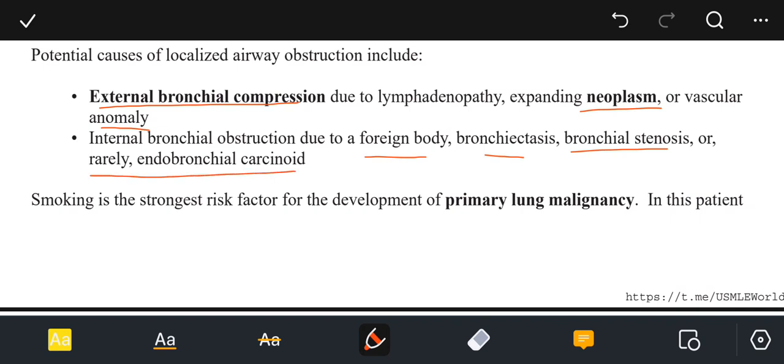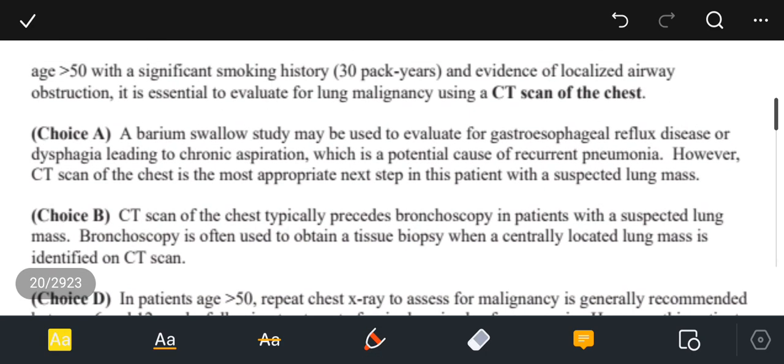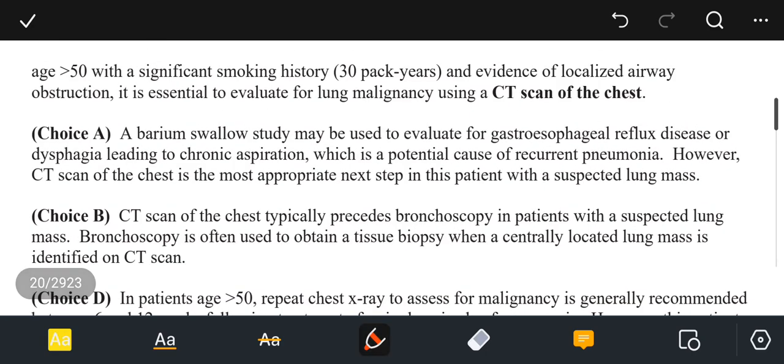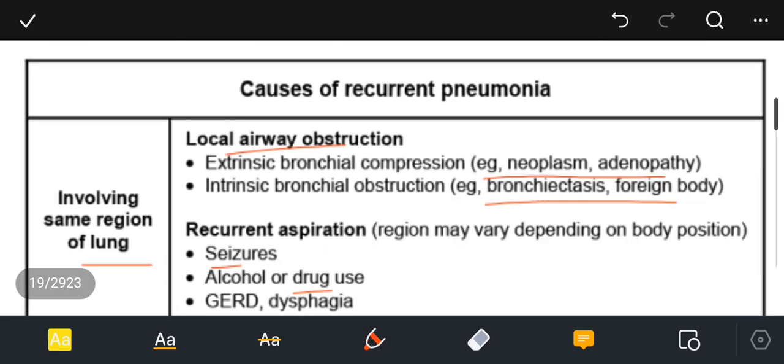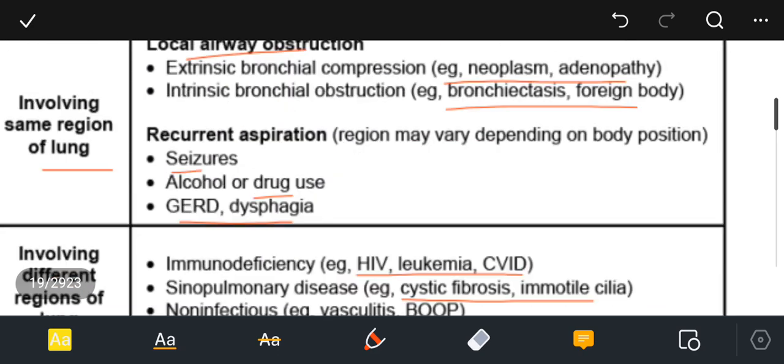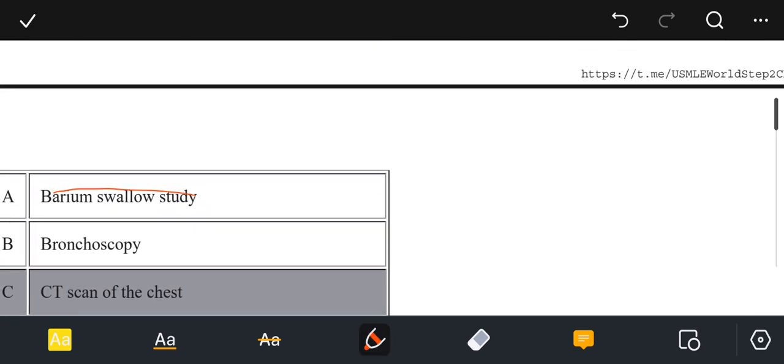Smoking is the strongest risk factor for the development of primary lung malignancy. In this patient, age more than 50 with a significant smoking history of 30 pack years and evidence of localized airway obstruction, it is essential to evaluate for lung malignancy using a CT scan of the chest. The choice A, that was barium swallow study. It was not the option of choice.